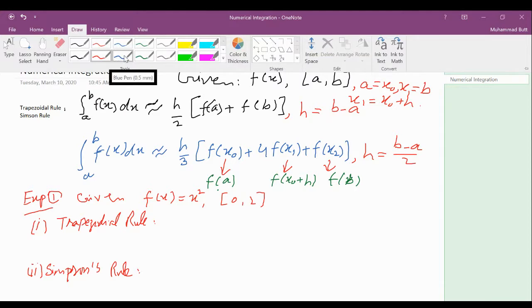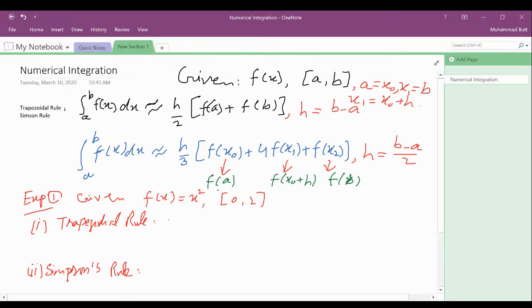Now, for example, what was the trapezoidal rule? Now we have a naught from 0 to 2 and f of x.